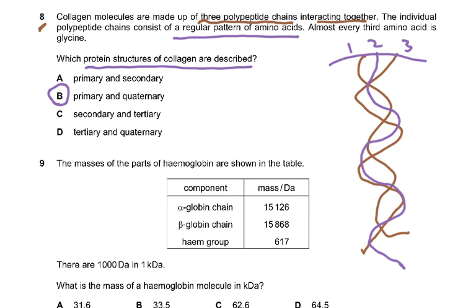Primary and quaternary structure, because quaternary means 2 or more polypeptide chains. Primary tells you the number and sequence of amino acids. But nowhere has it talked about the alpha helix and the beta pleated sheet, so secondary is wrong. We have not talked about that. It says which protein structures are described. What is described means what has been written in the question here.